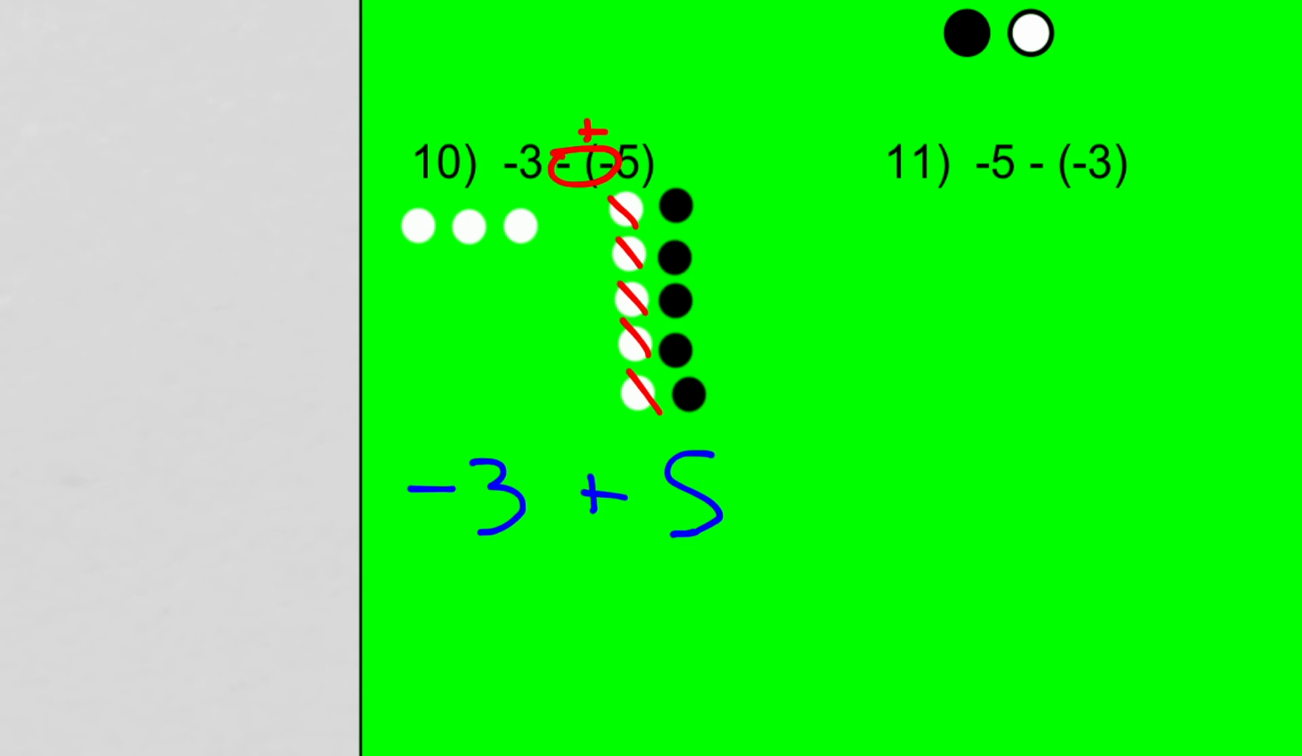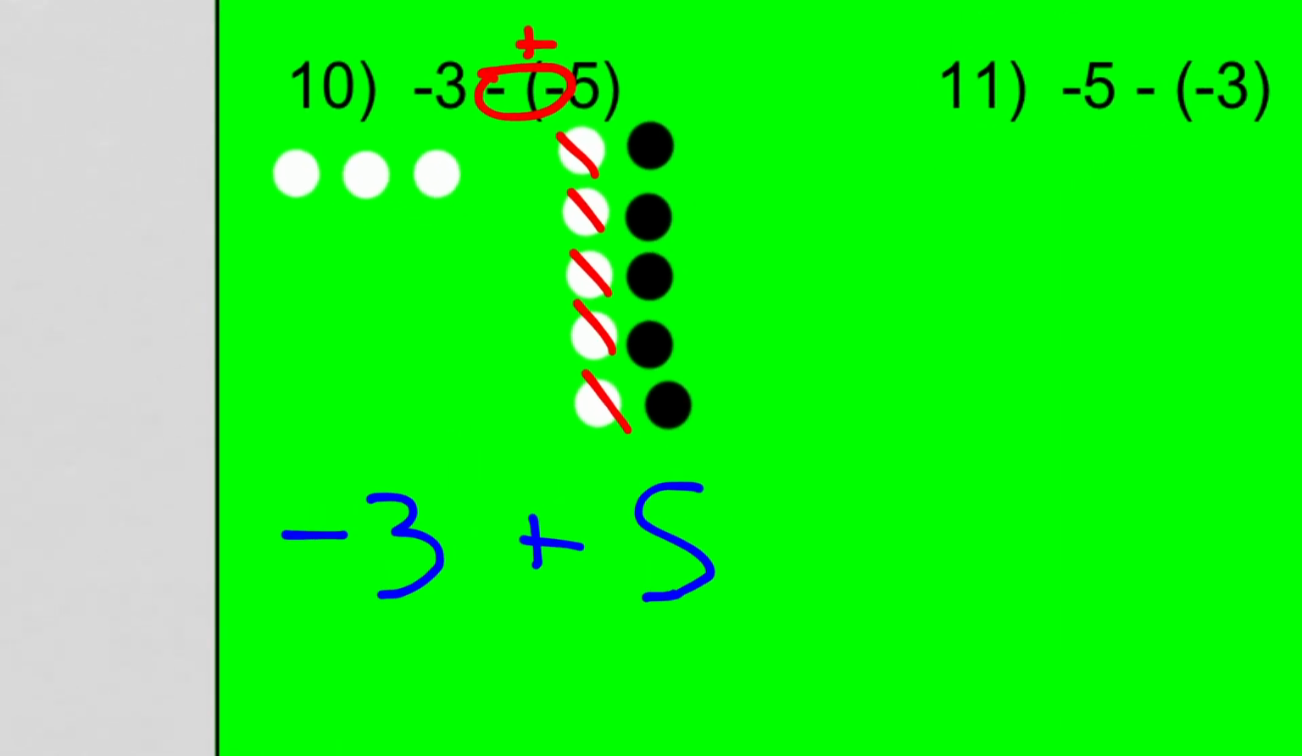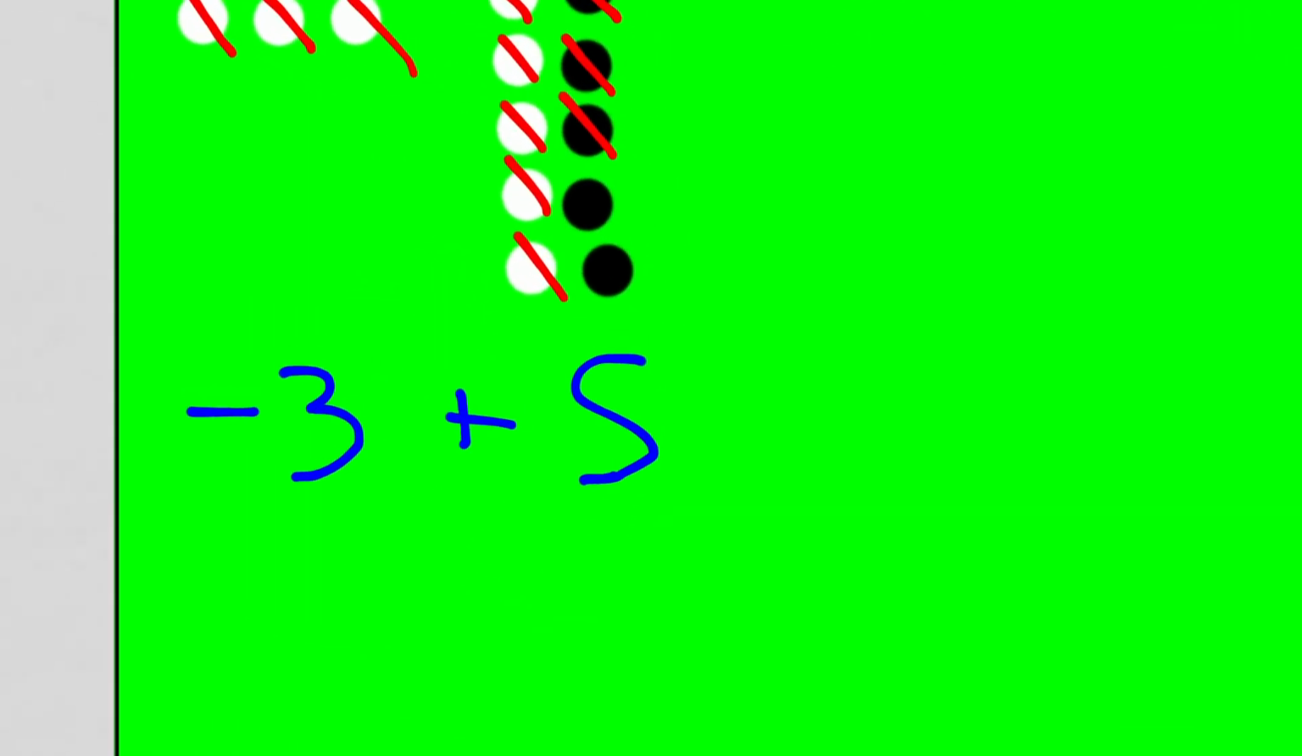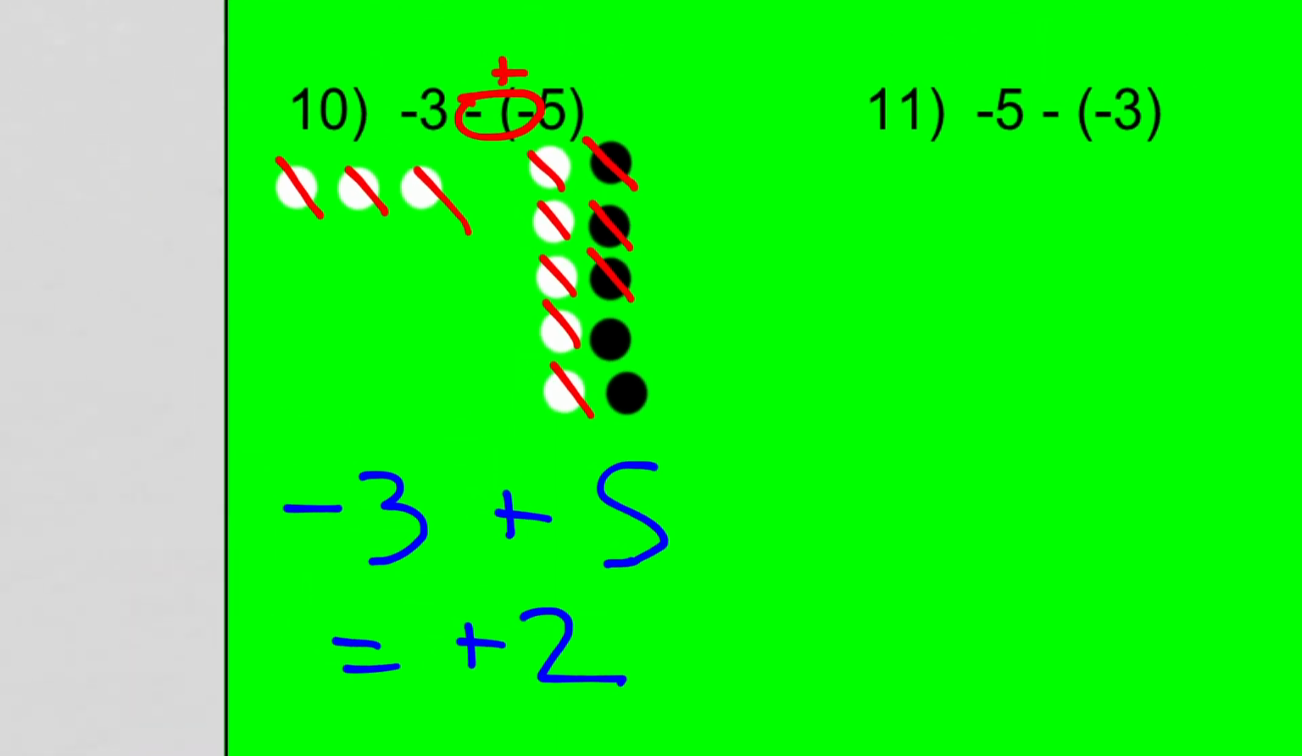So now if I look at this with the integer model, I have 3 negatives that will make 0 pairs with 3 positives. And I'm left with positive 2. That's my answer. And if I look at it just with the rules, I have 3 negatives and 5 positives. The signs are different, so I subtract, and the answer is positive 2. So subtracting a negative is the same as adding a positive.